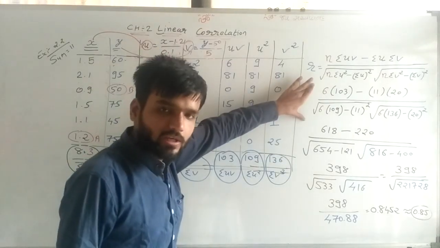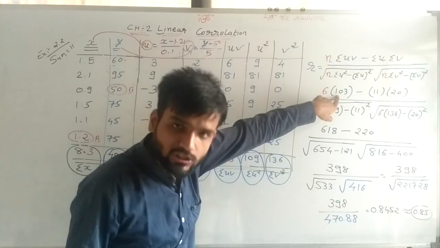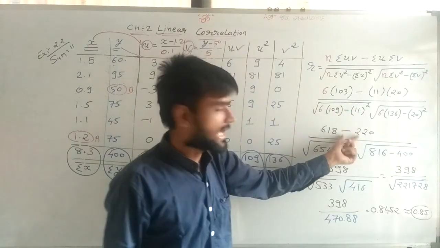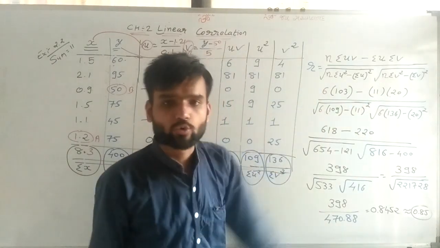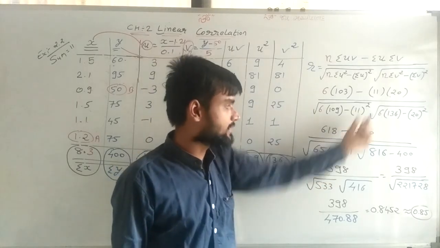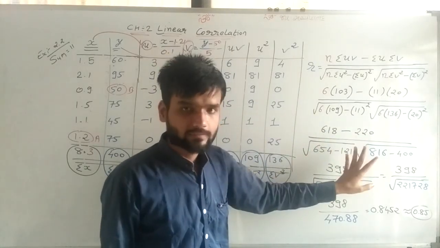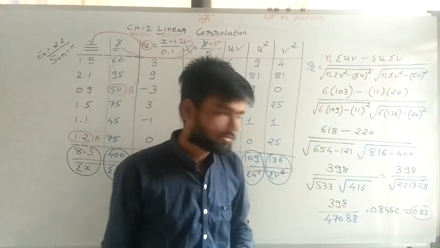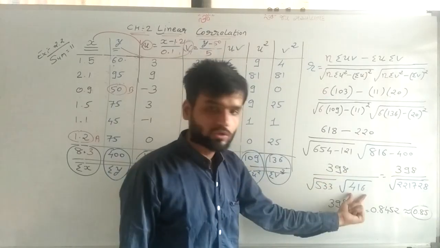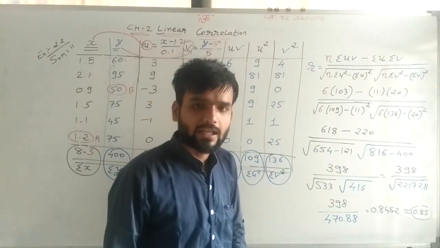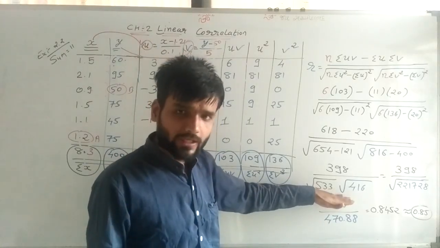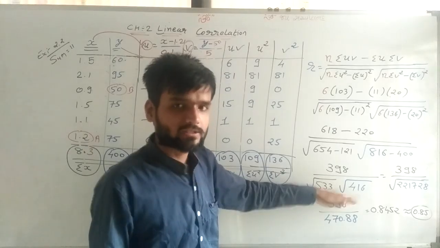Now, after that the calculation: 6 into 103, 618, minus as it is 11 into 20, 220, divided by, multiply this. Write the answer, minus as it is 11 square, root sign as it is. Same way here the calculation. Now the subtraction of both. Now from here you can calculate the sum in two ways.